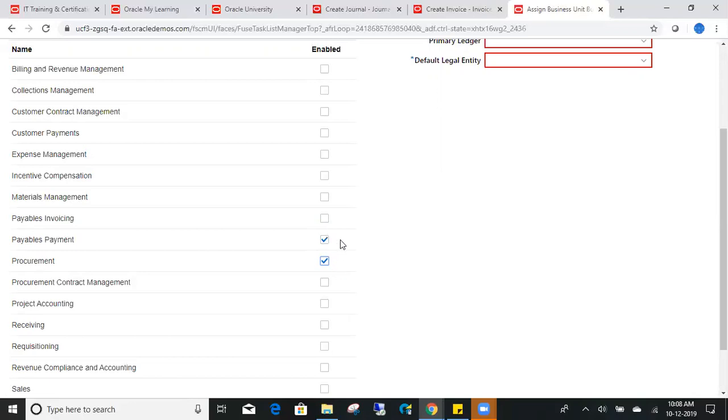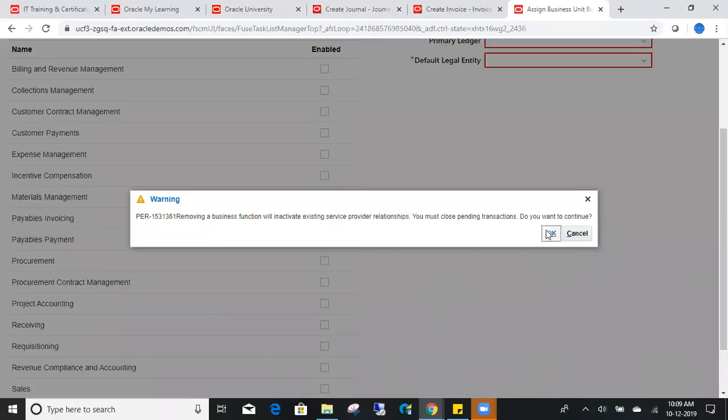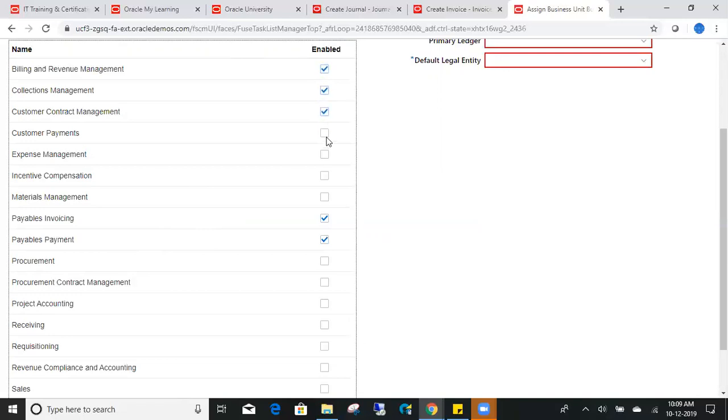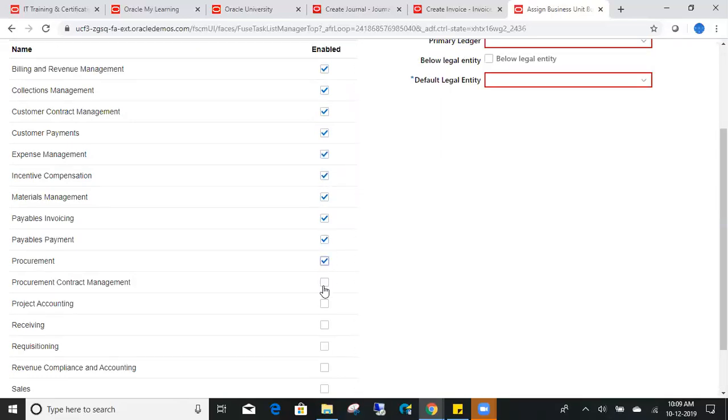So if I select payable invoicing and payments, that means this business unit only can create an invoice and do the payments. Other than that, this business unit will not have access. If I'm selecting all the things, I'm giving permission to this business unit for all the functions. Check for the receivables, projects.